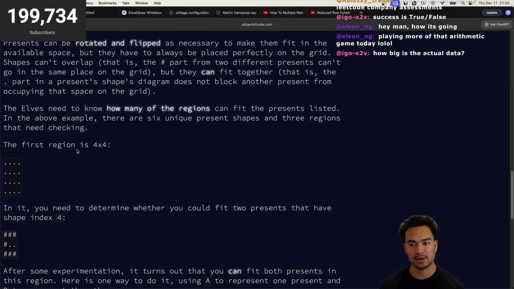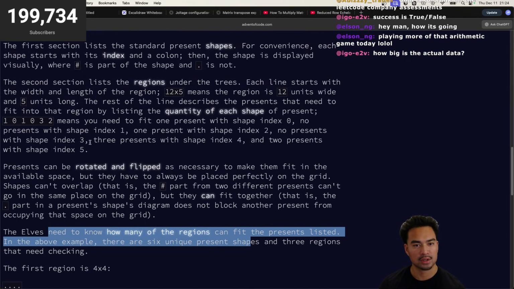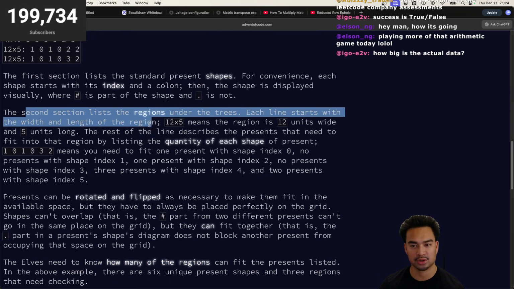Let's see the rules for how it fits the region. The Elves need to know how many of these regions can fit the presents listed. In the example, there are 6 unique presents and 3 regions. Okay, the second list of regions under the tree. Each starts with a size. The rest describes the presents that need to fit into it.